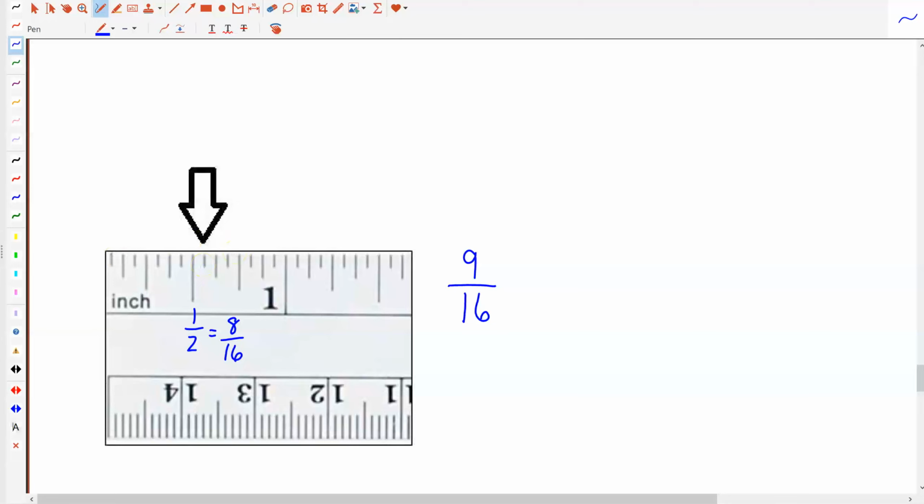Now those two examples involved proper fractions, so I ended up with a fraction where the numerator was smaller than the denominator, or something between 0 and 1. So let's get into measurements with mixed numbers, where there's going to be a whole part and a fraction part.